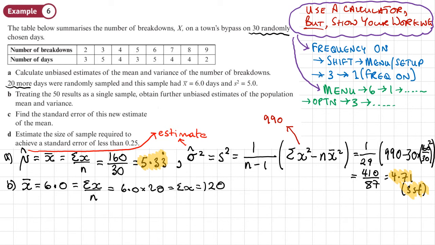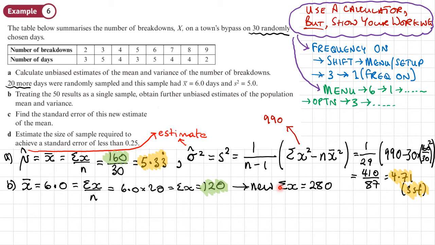Now what we need to do is to add this sum of x with the previous sum of x. So we've now got the new sum of x as 160 plus 120. So that's going to be 280. Okay, so this represents the sum of x for all 50 days, the 30 and the 20. We now need to work out what the sum of x squared is for all 50 days.